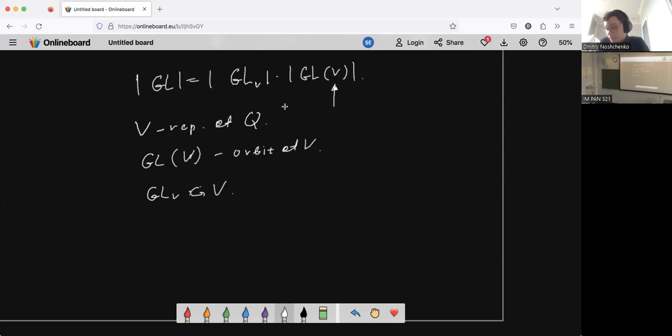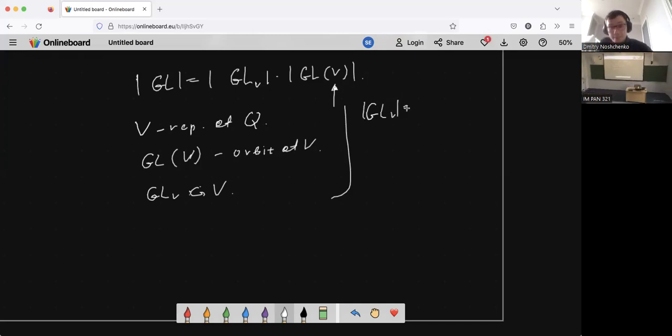Now, what is the next step? The next step is that we have this GL_V. Sorry, I would rather want this guy here, and I want to express it. This is just GL divided by GL_V.